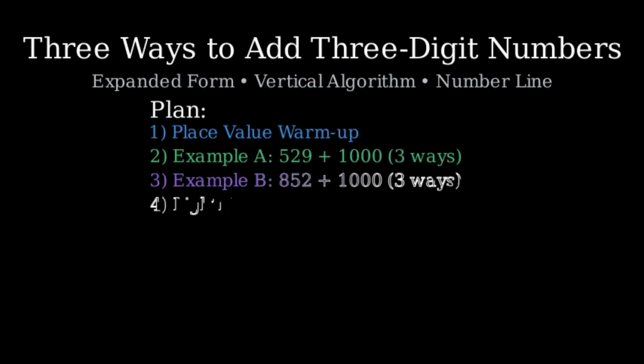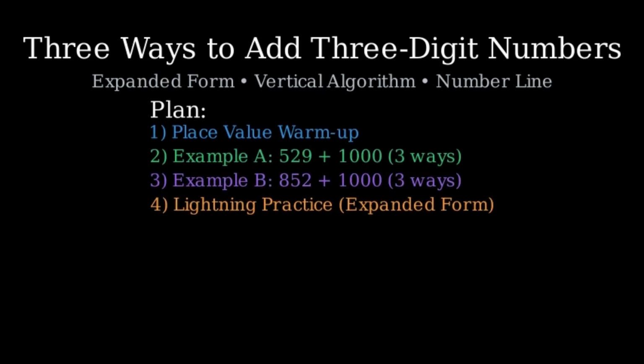Here is our plan. First, we will warm up with place value. Then we will solve our first problem, 529 plus 1,000, in 3 different ways. Next, we will solve a second problem, 852 plus 1,000, again in the same 3 ways to build fluency. Finally, we will do 2 lightning practice challenges with expanded form.